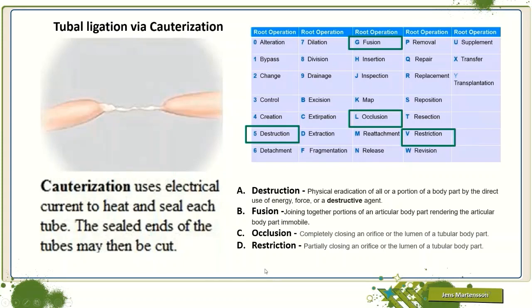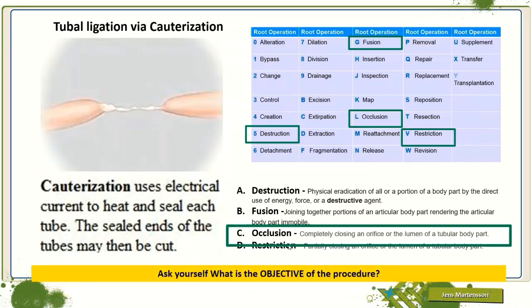Well, for me, occlusion and restriction say it better because your tube is a lumen and it is a tubular body part. And what is the doctor trying to do? Is he trying to completely close it, or partially close it so that sperm can get in? Completely close it. The doctor's objective is to completely close that tube. So if that is the case, our root operation is occlusion. And the moral of the story: always ask yourself, what is the objective of the procedure?